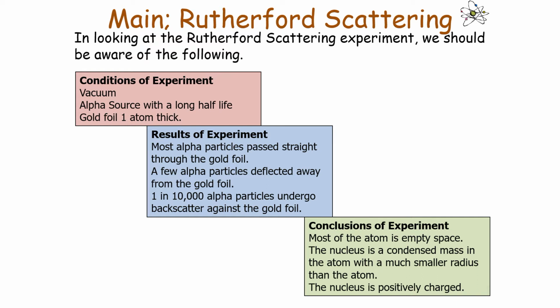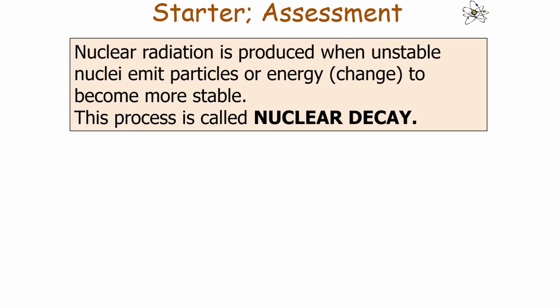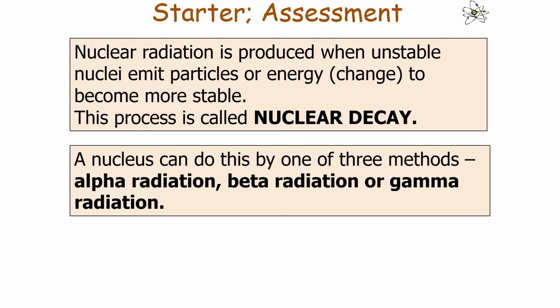So let's now look at the next section of this topic, which is radioactive decay and nuclear radiation. Nuclear radiation is produced when unstable nuclei emit particles or energy, so therefore change to become more stable. This process is called nuclear decay, and a nucleus can do this by one of three methods, by releasing alpha radiation, beta radiation, or gamma radiation.